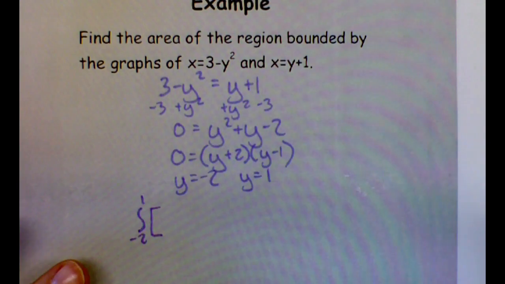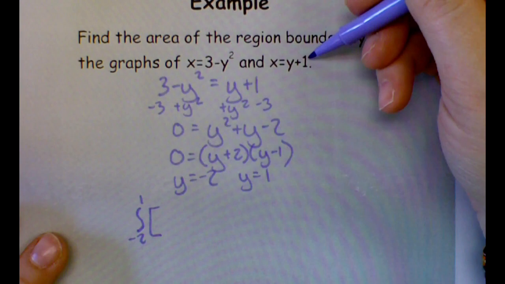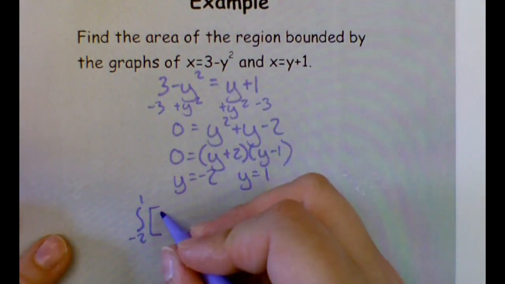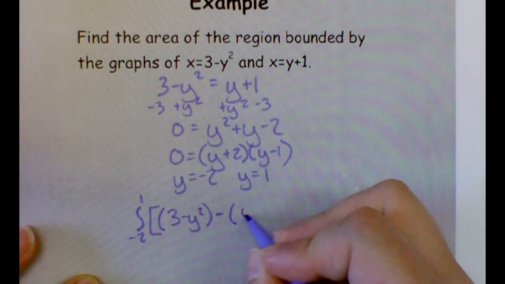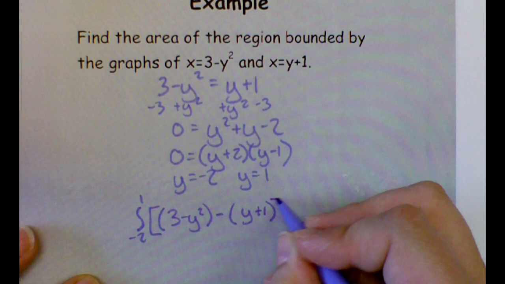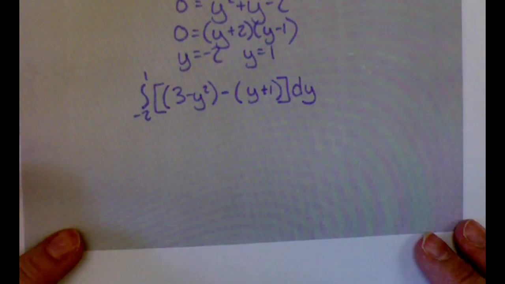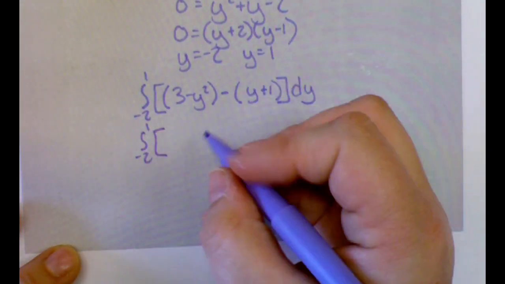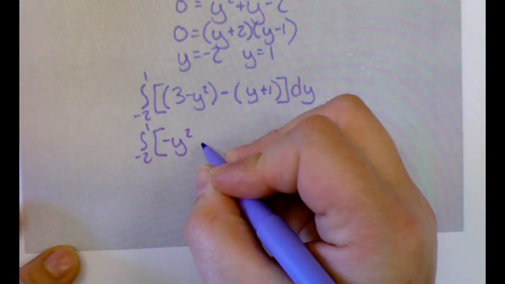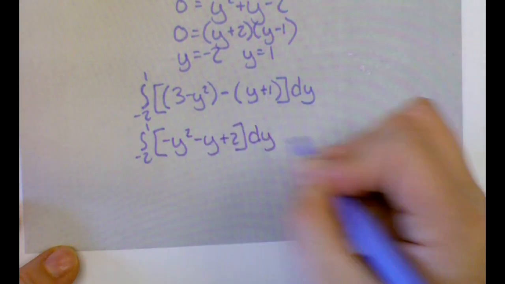Now I decide which one's on top. I would take 0. All right, that gives me a 3 and a 1. So that means the first function is on top, minus the second one, dy this time because we're working with y's. Combine everything here to make my life a little easier. I get negative y squared minus y plus 2 dy.